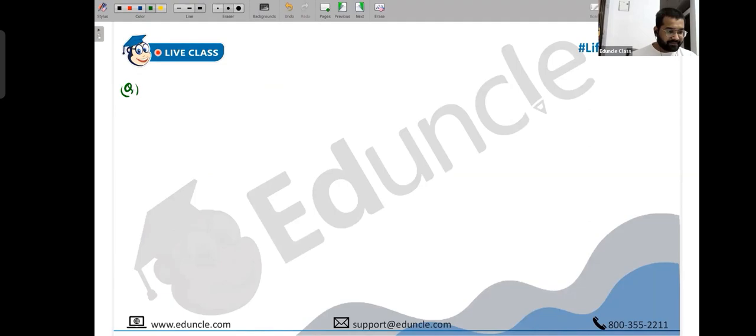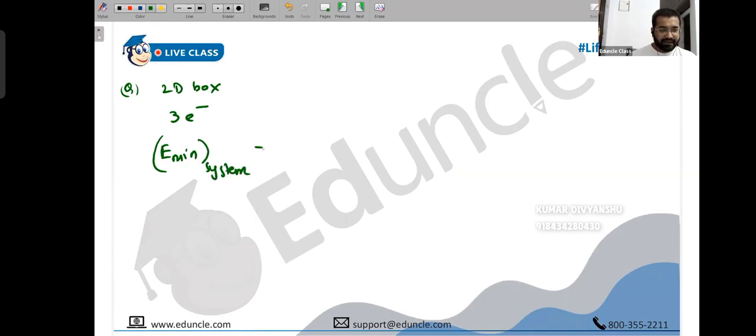Okay, we have been given a 2D box and there are 3 electrons. We want to find the minimum energy of the system, which is dash times E1, and it's a numerical answer type. You have to fill in the value of dash E2. So you already know the concept. We have done this in the 1D box, but still pay attention to 2D.